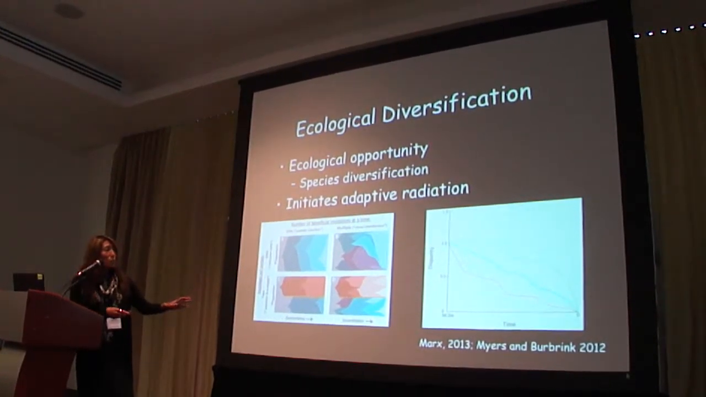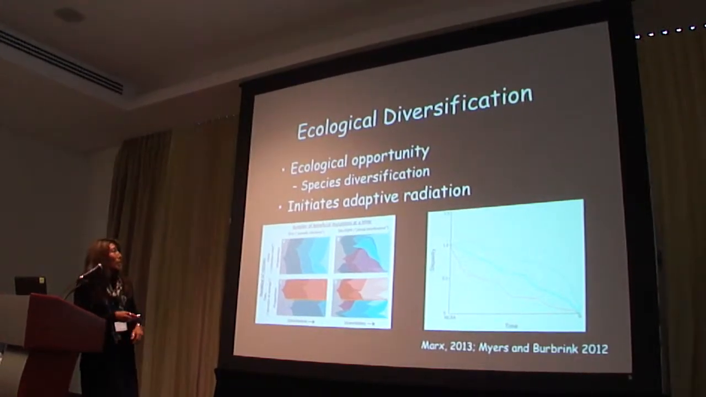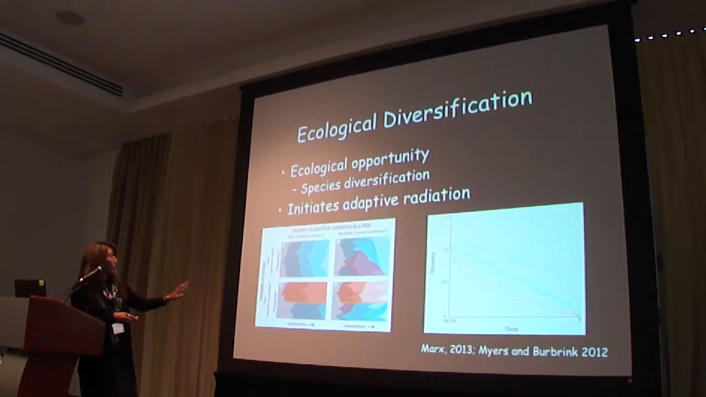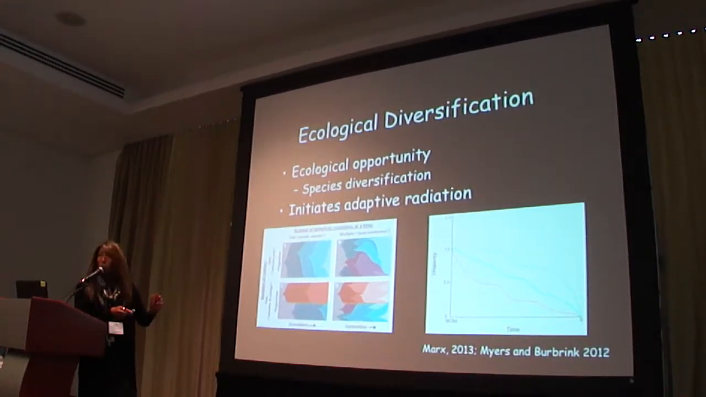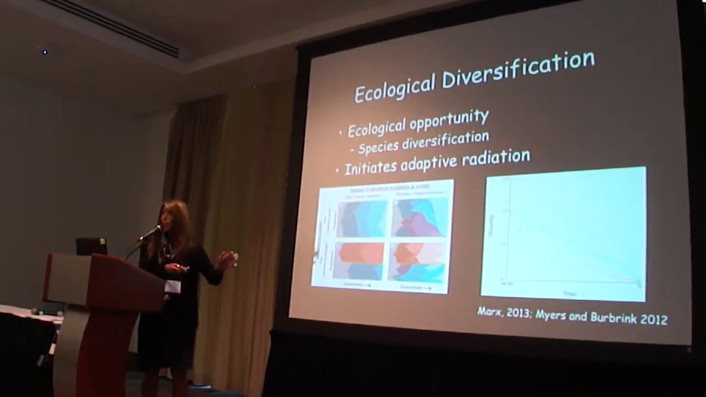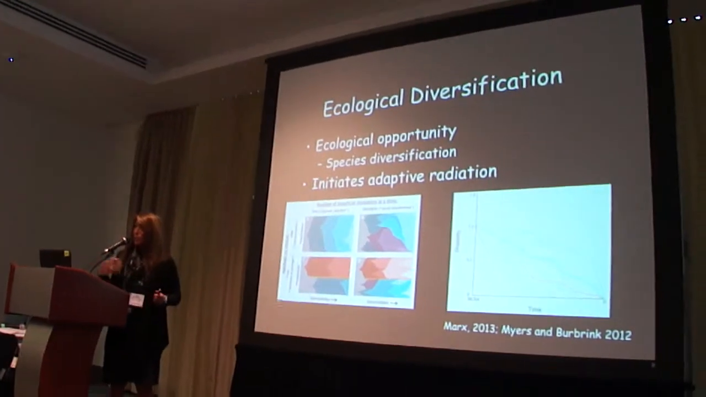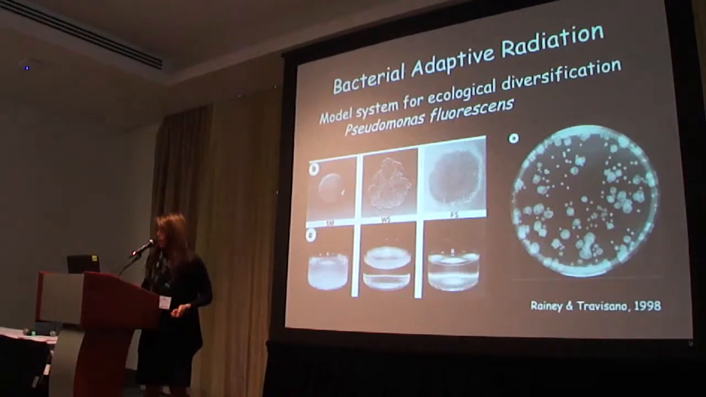So here I just have two figures from Chris Marx's paper and another one by Meyers and Bull, just showing that the number of ecological niches presented to an organism can drive specialization in many different ways, and you can get clonal interference where, generation after generation, you have lots of variation in the kinds of phenotypes and possibly genotypes that you see.